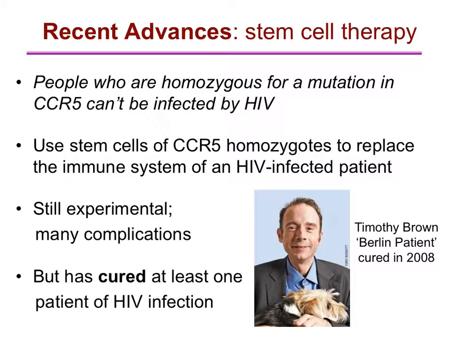Now, they're trying to use that to replace the immune system of HIV-infected patients. Nah, it's not really happening much anymore. Some people have actually been cured of HIV, like this fellow, because he got a kind of cancer, and so they replaced his bone marrow, where all the blood cells are made, and gave him completely new bone marrow. And that's where a lot of the HIV-infected cells were. And so he was actually cured of HIV.